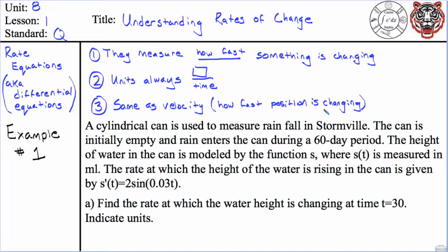A cylindrical can is used to measure rainfall in Stormville. The can is initially empty and rain enters the can during a 60-day period. The height of water in the can is modeled by the function s, where s of t is measured in milliliters. The rate at which the height of the water is rising in the can is given by s prime of t equals 2 sine of 0.03 t. A. Find the rate at which the water height is changing at time t equals 30, indicating units.